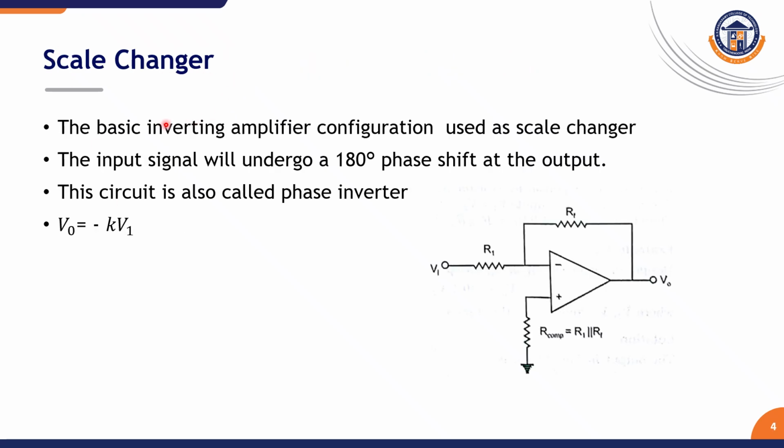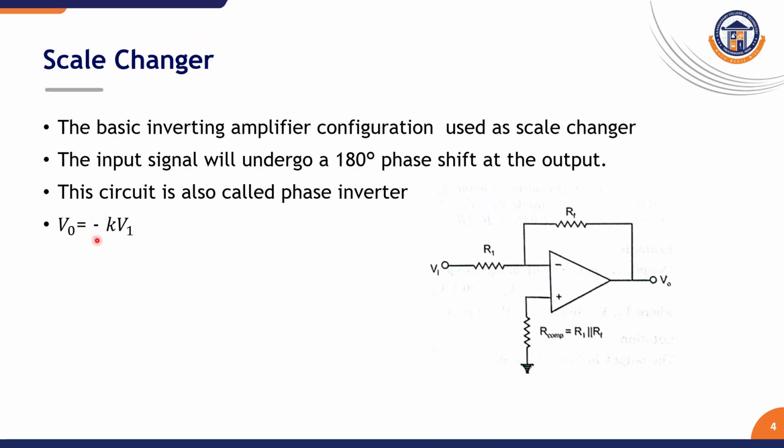Scale changer. The basic inverting amplifier configuration used is a scale changer. The circuit diagram shows the scale changer. Here R1 is the input resistance, RF is the feedback resistance, and V1 is the input voltage given to the inverting amplifier. The expression for V0 is equal to minus K into V1. K is the gain, V1 is the input voltage and V0 is the output voltage.